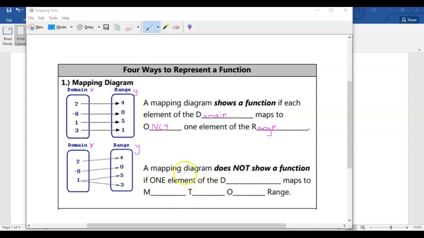So this is exactly an example of what is not a function. Let's look at this mapping diagram that does not show a function if one element of the domain maps to more than one range element. Okay, so if one element maps to more than one range, it is not a function.